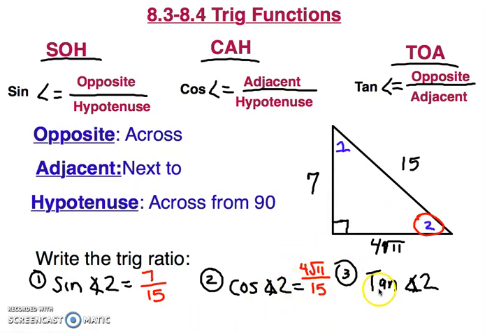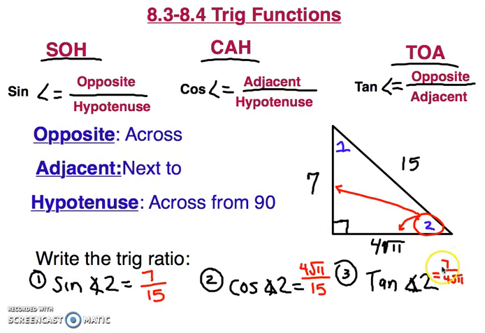For this third example, we have the tangent of angle 2. We know tangent is opposite over adjacent. So we need the opposite of this angle 2, the side across from it, and we know that that is 7. So I'm going to put here equals 7. Adjacent, or next to it, we know that would be 4 square root of 11, and that's on the bottom. So I would write 4 square root of 11.